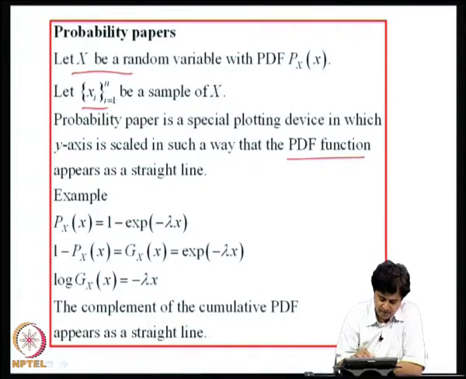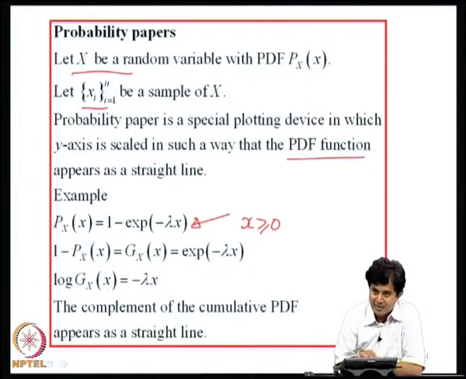For example, if I take an exponential random variable, Px of x is 1 minus exponential minus lambda x, where x takes values from 0 to infinity. Now 1 minus Px of x, I call it Gx of x, is a complementary probability distribution function, which is exponential minus lambda x. Now you take the logarithm of this, I get log of Gx of x is minus lambda x. So if I now distort the y axis, instead of plotting Px of x, if I plot log Gx of x, I will get a straight line for the probability distribution function.